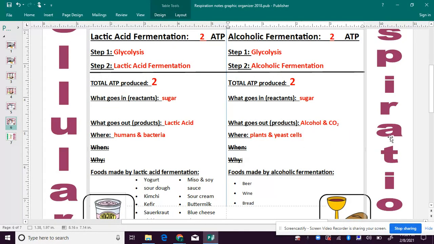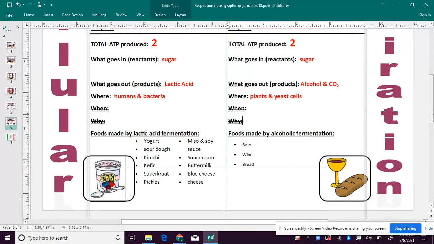And so some common foods that are made through alcoholic fermentation, there's actually much less, but I believe they're more common. And the number one is bread. Okay, so most people say, Ms. Kaplan, bread doesn't have alcohol in it. Well, when you make bread, you have to let it rise.